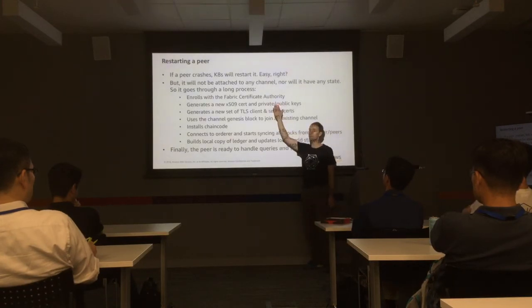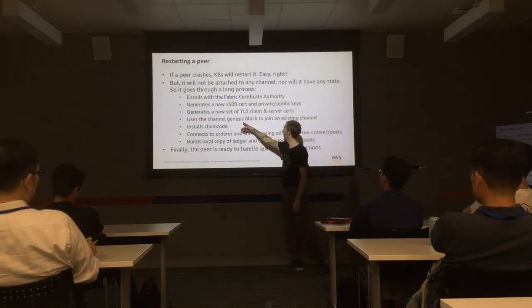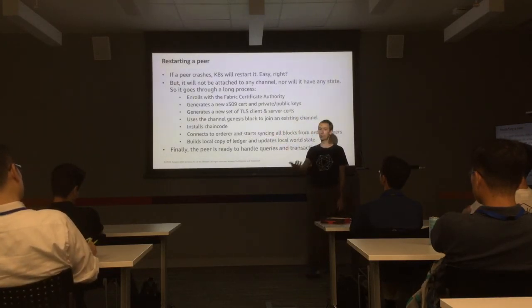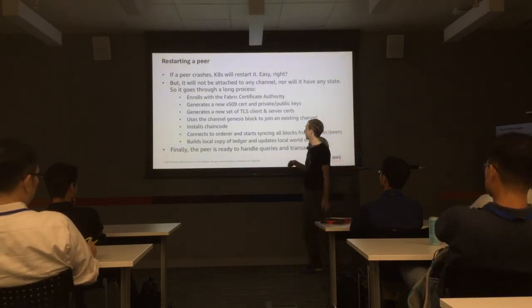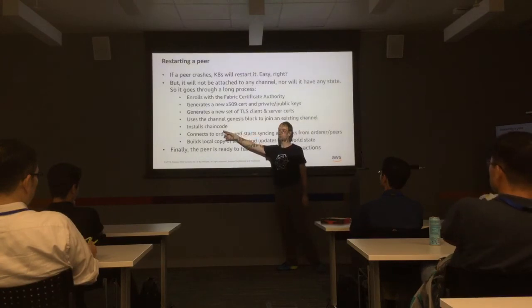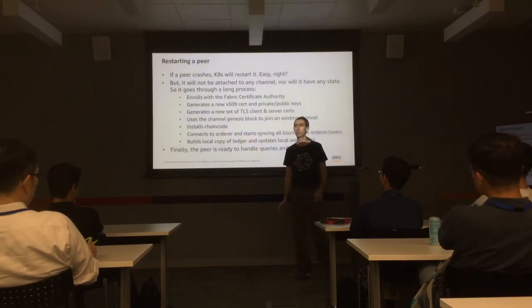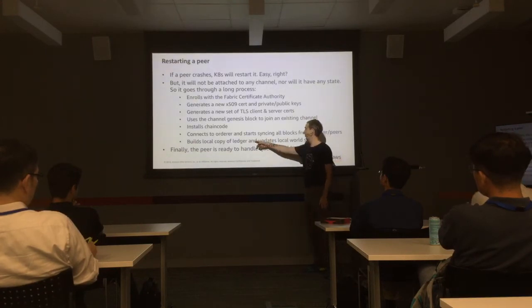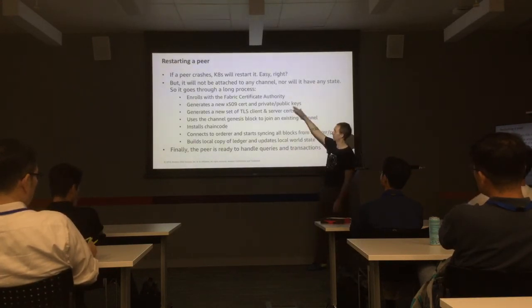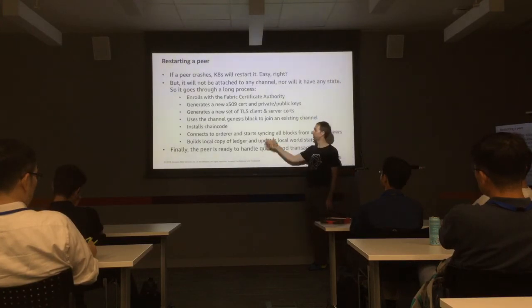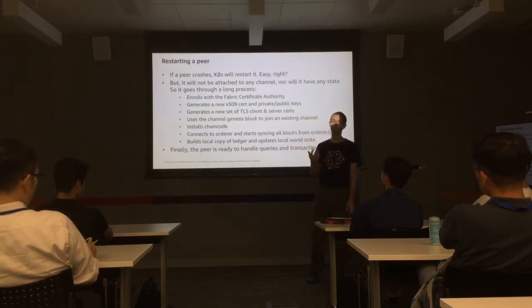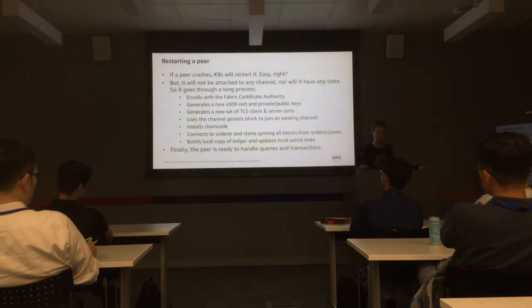It has to enroll with a CA to get some identity, generate some certificates. Then it has to use the channel genesis block to actually join the channel. When it joins the channel, it gets the details of the ordering component, connects to the orderer, starts synchronizing all the blocks. You have to install some chaincode on it, otherwise you can't execute any queries or transactions on it. And then it has to build its own copy of the ledger. This takes a bit of time. So restarting peers is not as easy as it is with stateless applications. If your Nginx server just crashes, you just pop up another one, and within half a second it's ready to go. This could take quite a while, actually, depending on how big your ledger is at that particular time.